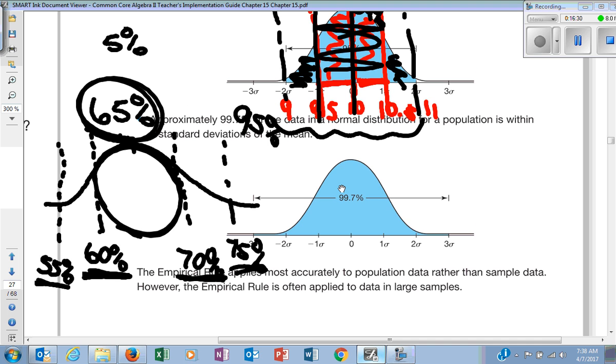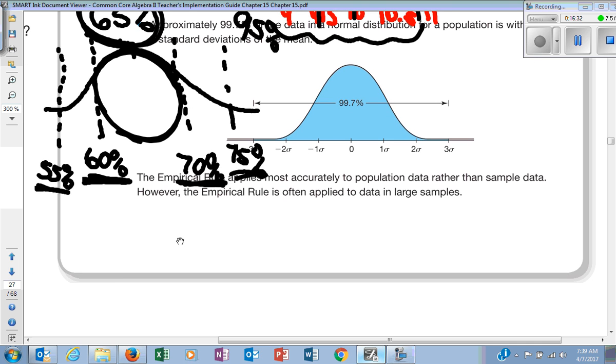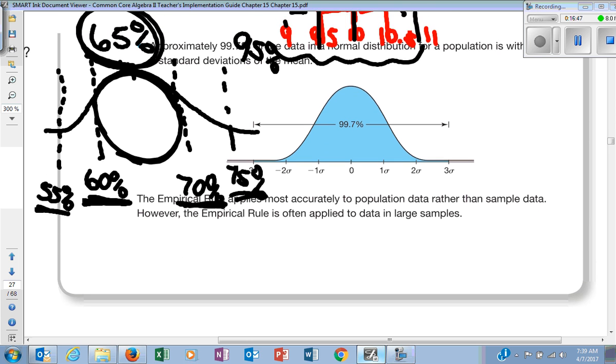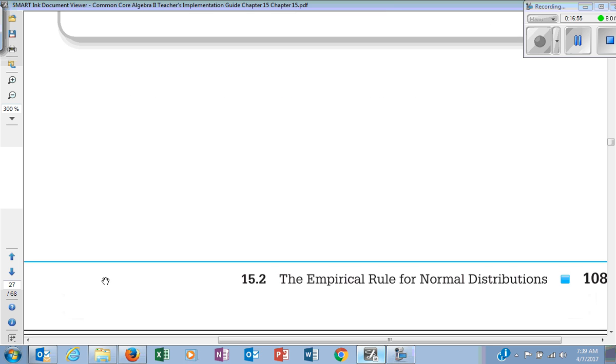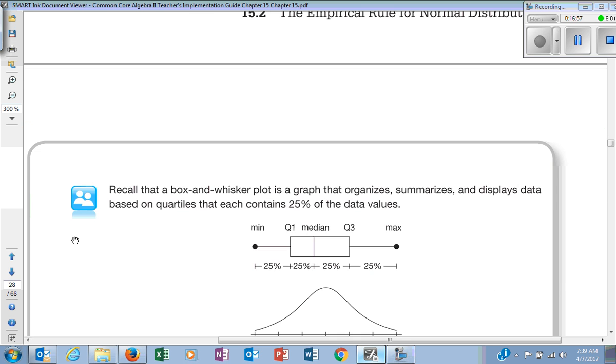So, if I went out one more standard deviation, what do I know my percentage will be? 99.7% of my students will have scored between a 50 and an 80 on the test. Does that make sense? So that is what this bell curve is talking about.